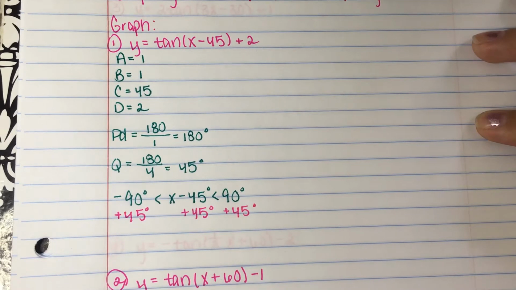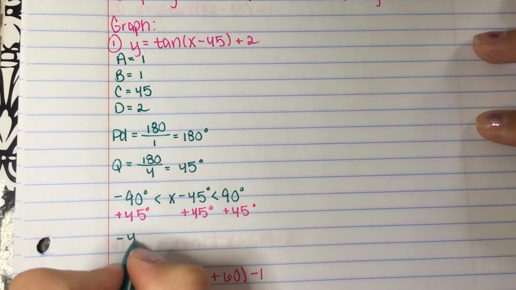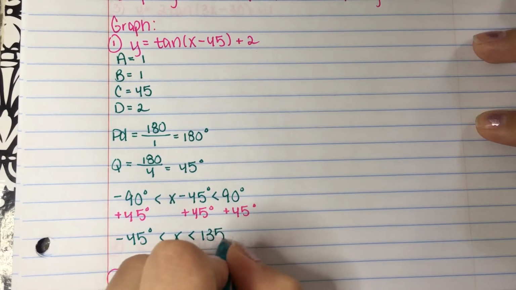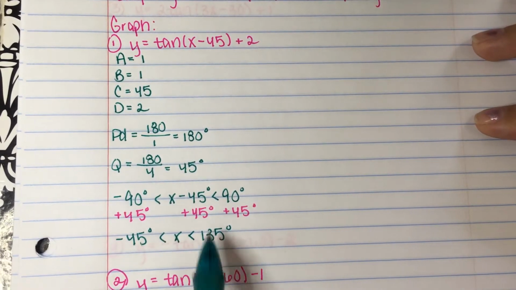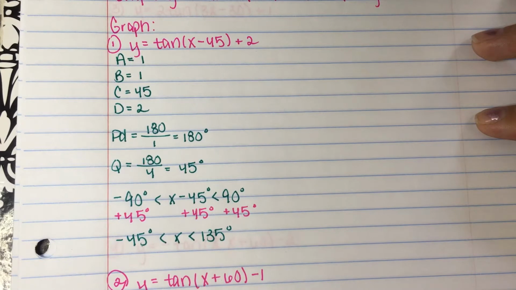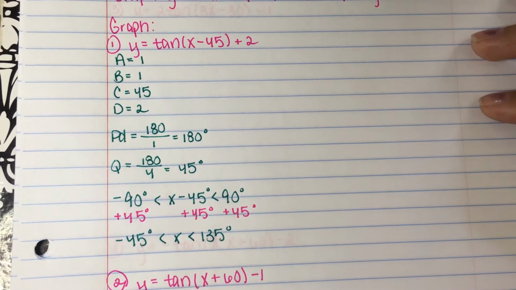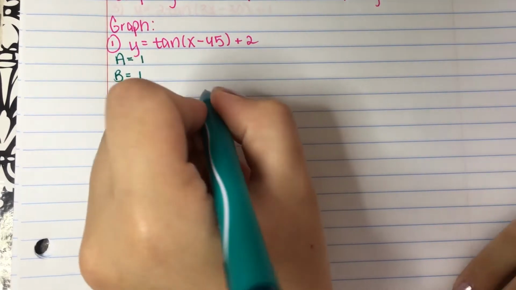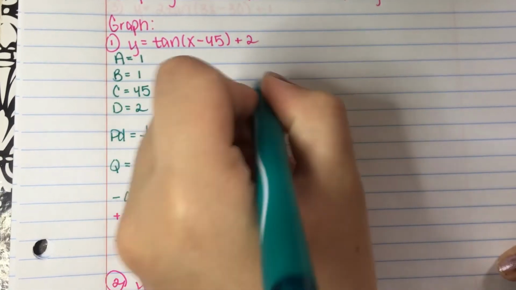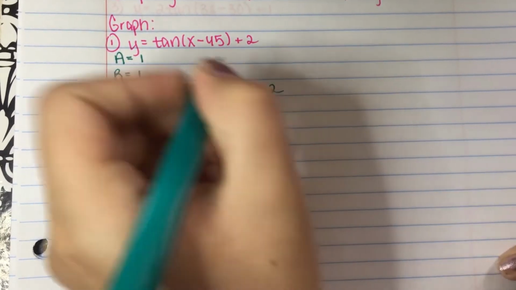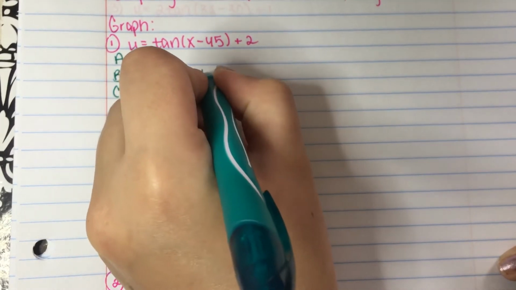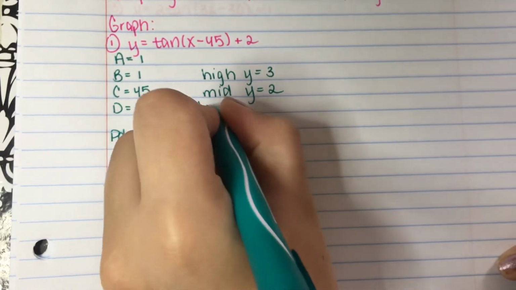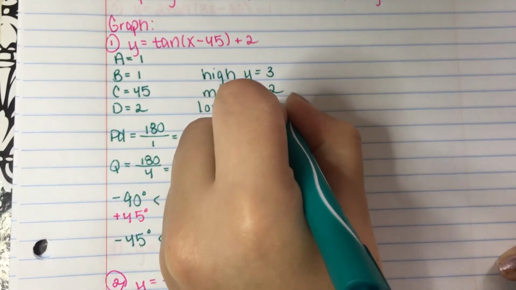And then we're going to see negative 90 plus 45 degrees is negative 45 degrees, and then x, and then 135. So we're going to see that our first asymptote is going to be at negative 45 degrees. That's going to be our starting point, and we're going to go all the way to 135 degrees. This gives us everywhere to plot on the x-axis. Now we need those y-values, and what we did was the midpoint, which is y equals D. We add the amplitude, and instead of calling it the max, we called it the high point. And we subtract the amplitude and we call it the low point.